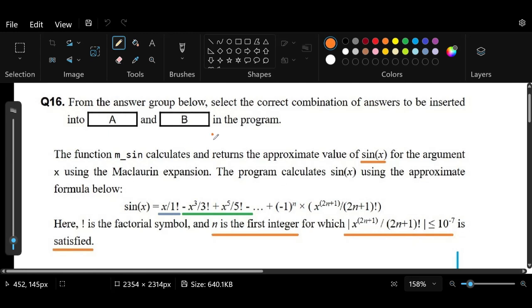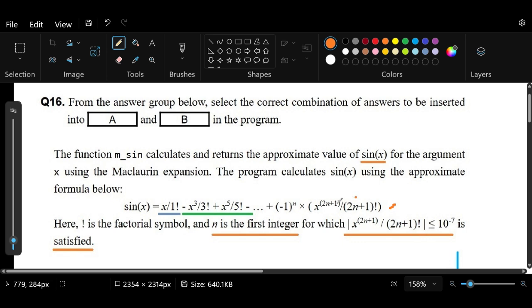Question number 16 of the PhilNITS FE afternoon portion of the exam. In this question, we are given a function called m_sine, which calculates and returns the approximate value of sine of x for the argument x using the Maclaurin expansion. The program calculates sine of x using the approximate formula below.